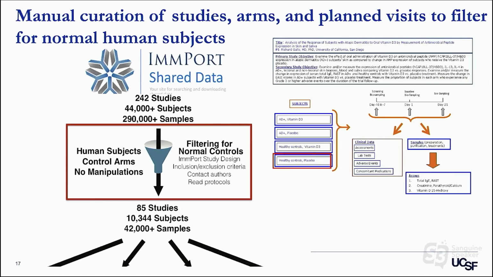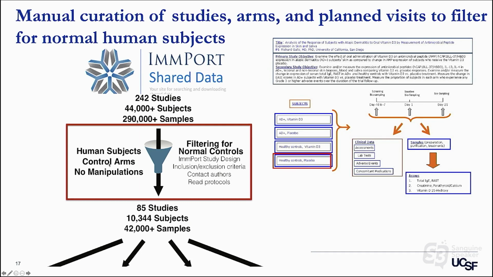So we did a manual curation of the studies, the arms, control or treatment arm, and planned visits to filter for normal human subjects. So we just subset the data within ImmPort coming from different studies. We just looked at the control arm, so-called normal healthy individuals. There were about 242 studies when we started this project, with 44,000 subjects and 290,000 plus samples.